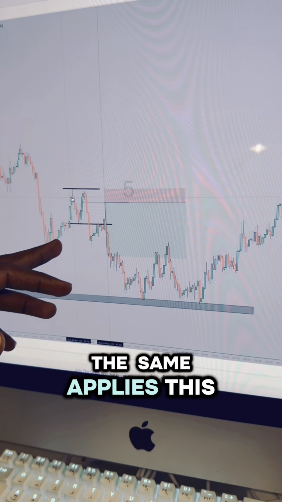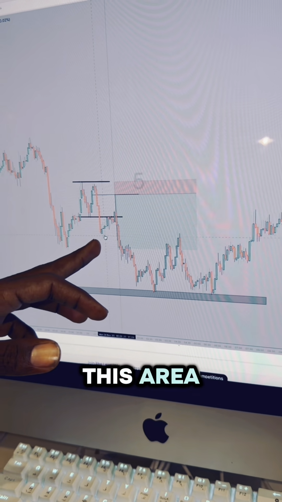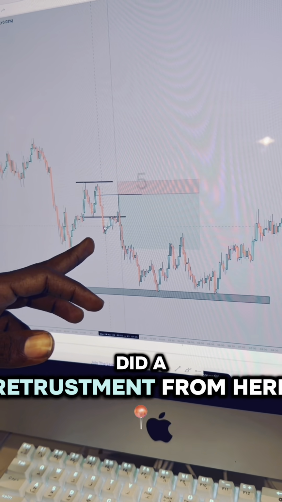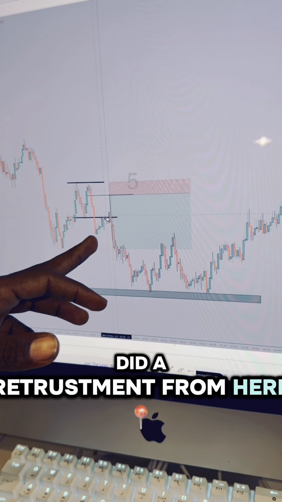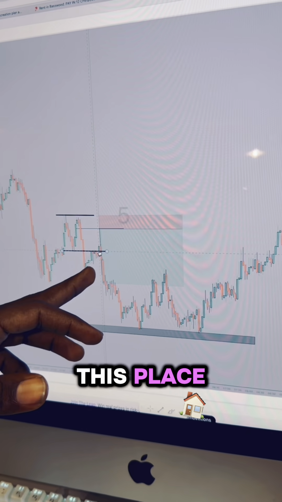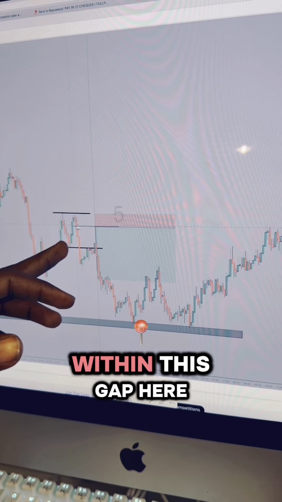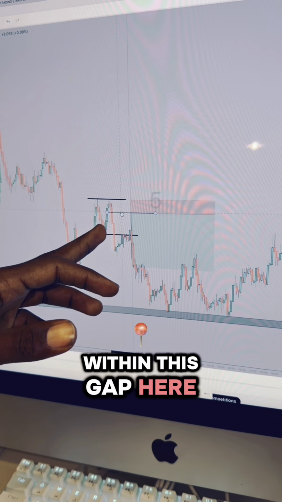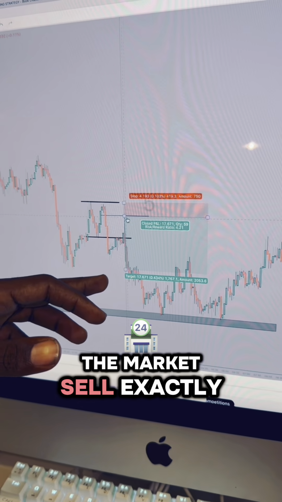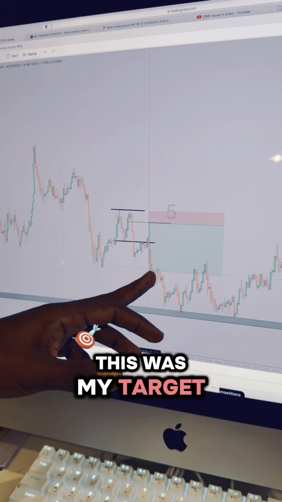This was the low. And what happened after this area? The market broke around this area, and then the market did a retracement from here. This was 1 a.m., the market was around this place. The market came here exactly to touch within what? Within this gap here. And then what happened? The market sold exactly to what? This was my target, this one here.